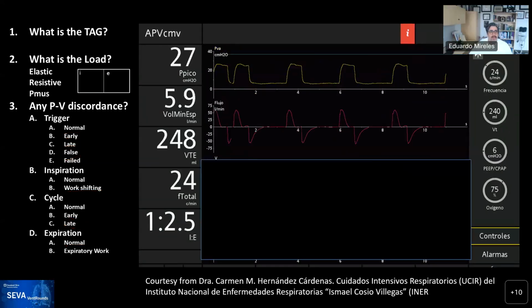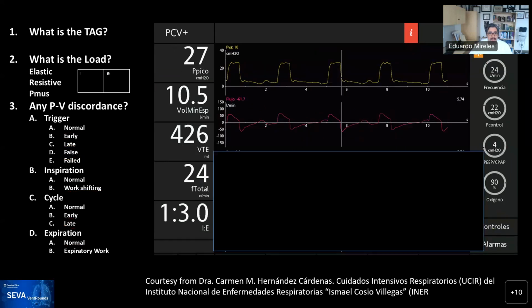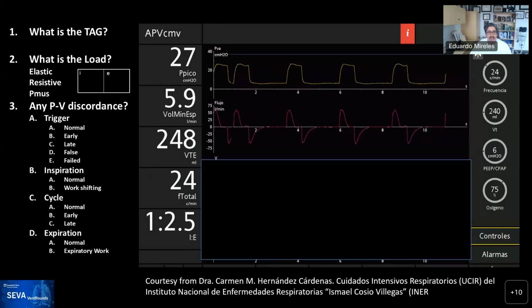Here's another one. This is another gift from their group. Actually, I'm going to go to the third one, and then we'll come back to the second one. This is also a beautiful example. So please, in terms of the tag, it's exactly the same tag. So it's PC-CMV-A. I'm going to give you that freebie. And now the question for you is, what is the load, and do you see any patient-ventilator discordance?